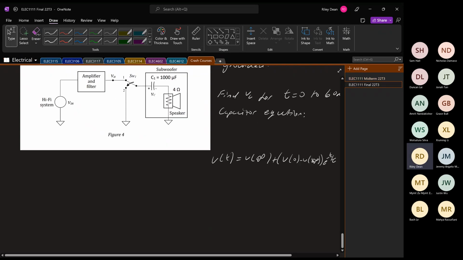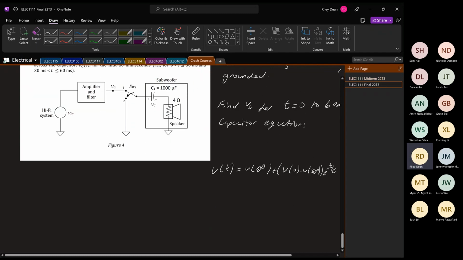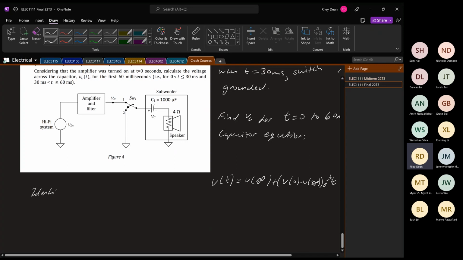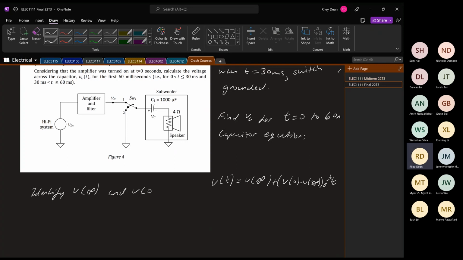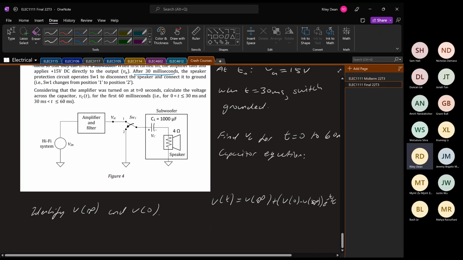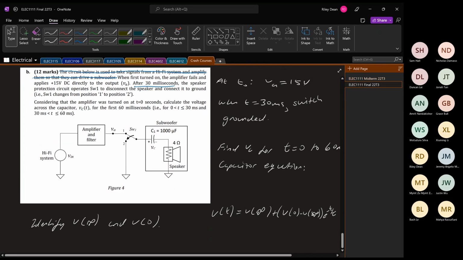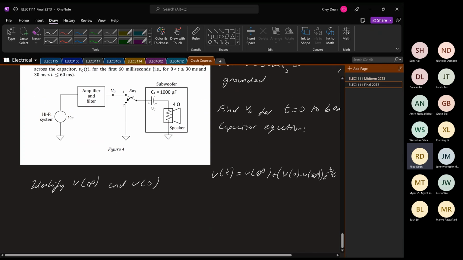Okay, so what we need to do now is, firstly, identify V infinite and V naught. So could anyone tell me what they think V naught and V infinite are?